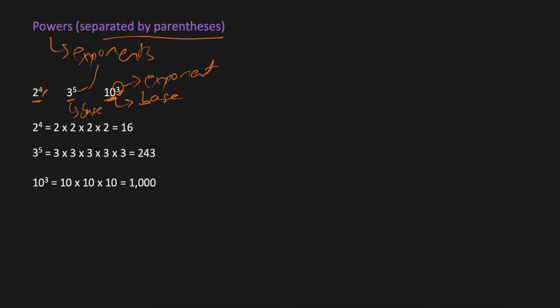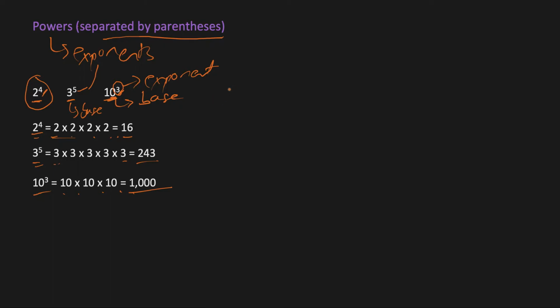So if you want to write 2 raised to 4, or 3 raised to 5, or 10 raised to 3 in their expanded form, 2 raised to 4 would be 2 times 2 times 2 times 2, which is repeated 4 times, which is the same as 16. Same as 3 to the power 5 is 3 times 3 times 3 times 3 times 3, so it is 3 repeated 5 times, which is 243. And 10 to the power 3 is 10 times 10 times 10, multiplied 3 times, which is the same as 1000.